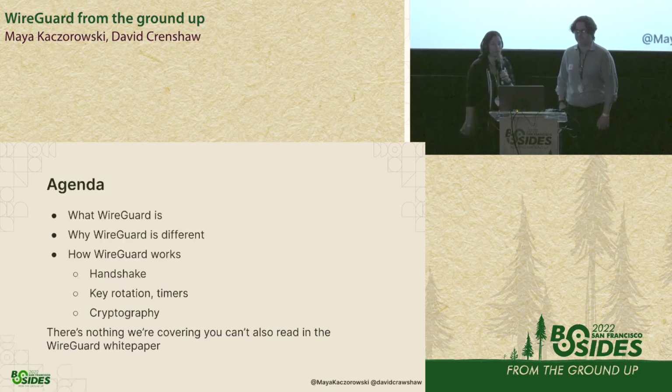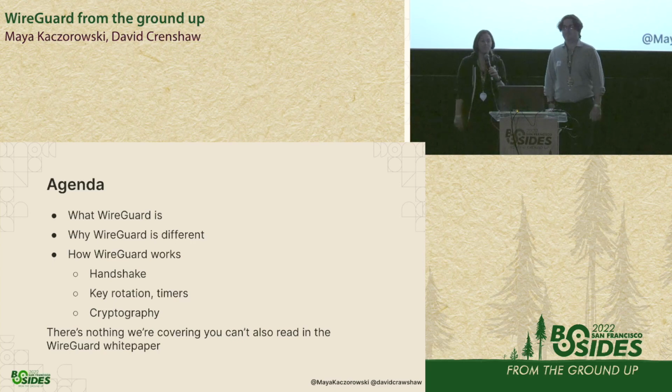So first off, we'll be talking about WireGuard from the ground up. We'll cover what WireGuard is and why it's different from other options for client-to-server communication, how WireGuard works, including an overview of the protocol, what cryptography is used, and how key rotation and timers work. We'll step through the handshake and explain what happens at each step. And we'll end with a demo of WireGuard in action so you can see how simple it is to use yourself.